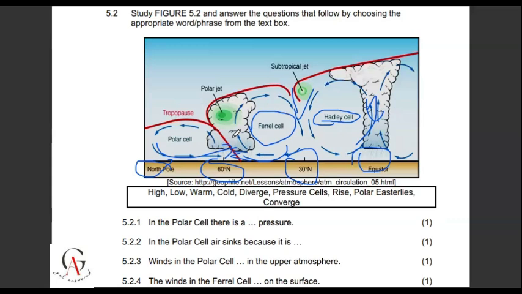Then lastly, between the polar region and the subpolar region, we do have what we call the polar cell, like what you are seeing here. It's called the polar cell.